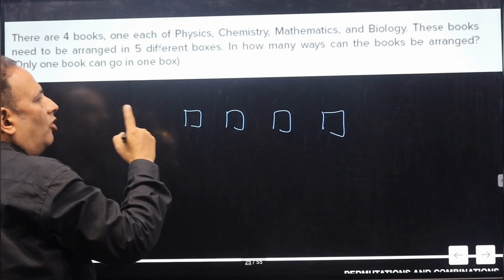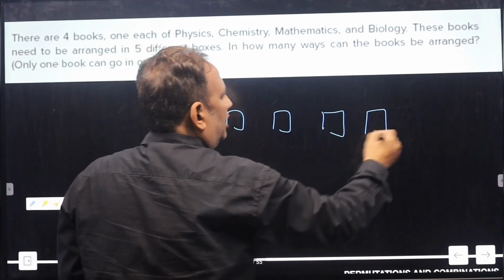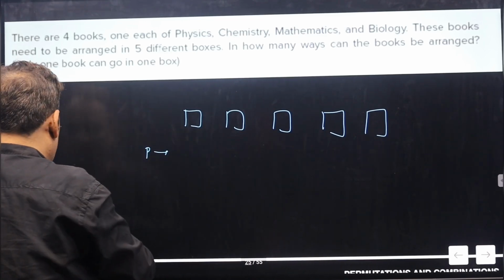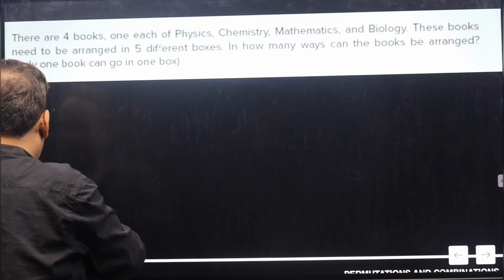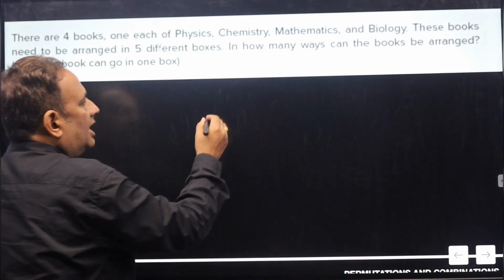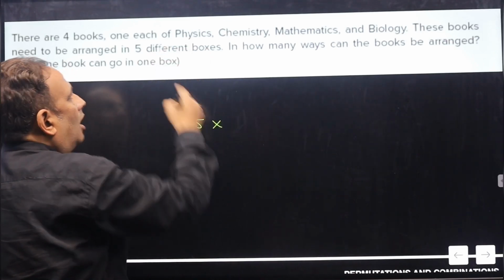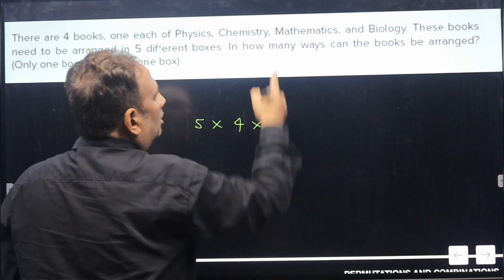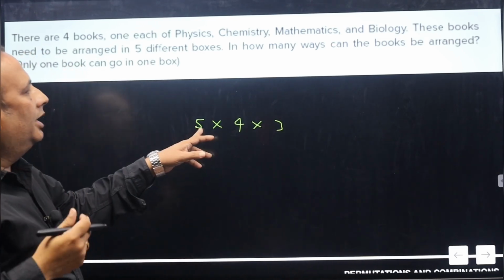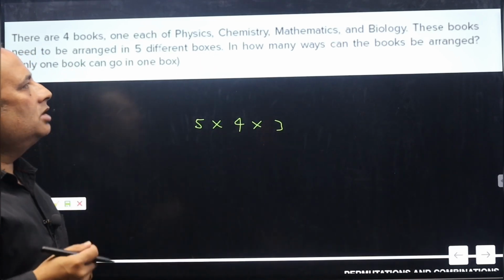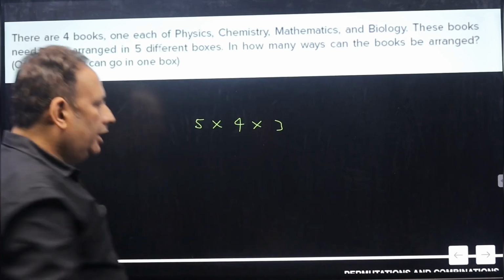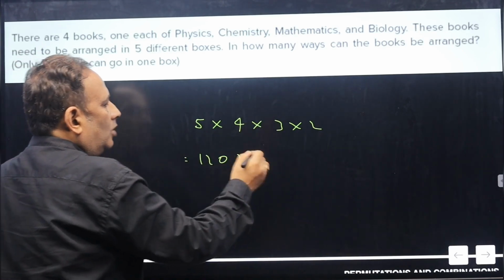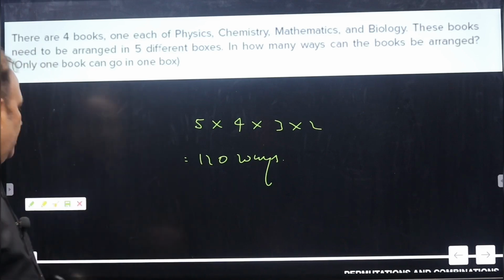Now you can see five different boxes are there. So for the first book, physics, there are five boxes, so for physics, or any one subject, that is five ways. Better we do it this way. Physics has how many options? Five options. Now for chemistry, how many options? Four options, four boxes will be there. Mathematics, again, how many options? For mathematics, three boxes will be left, because one box is already engaged with physics, another box engaged with chemistry, and three boxes left. Now for biology, again two box options are there. So they can go in two ways. So multiplying all this, 5, 4, 3, 2, 1, 120 ways. Total 120 ways. Hope it is clear.